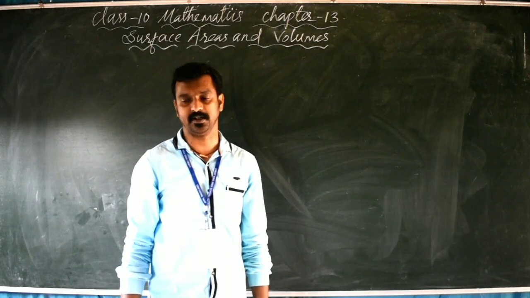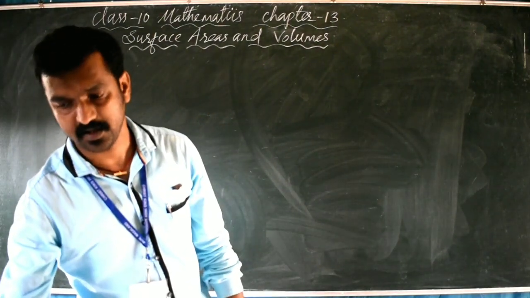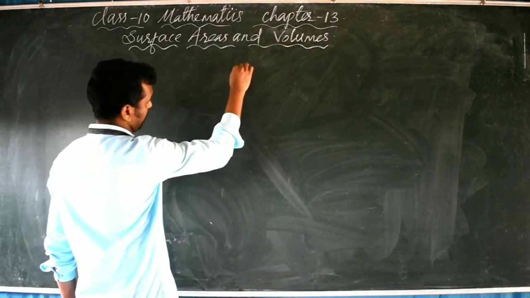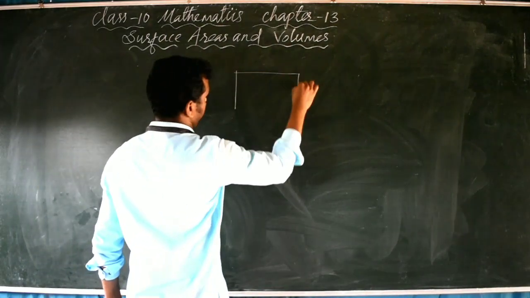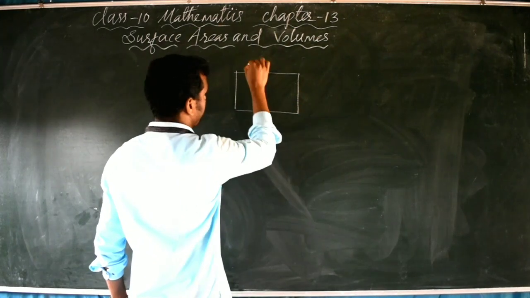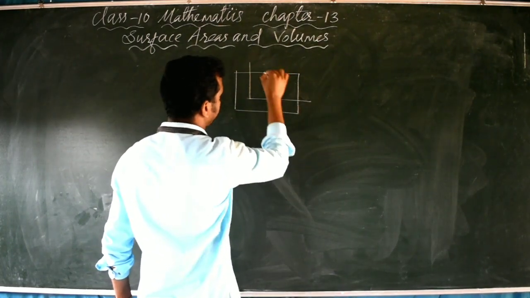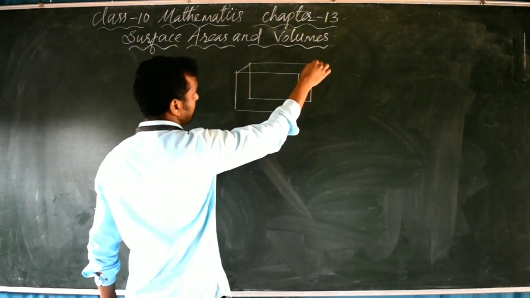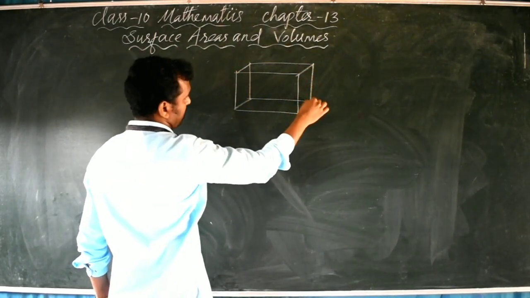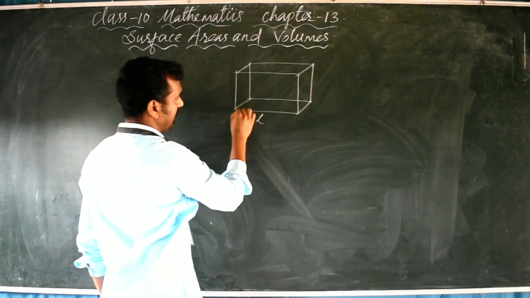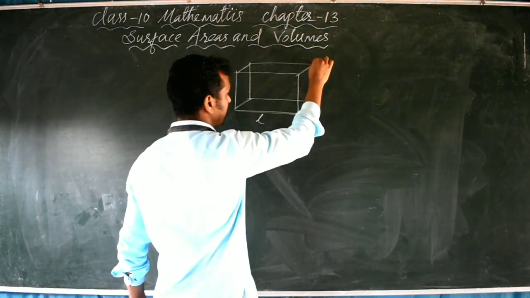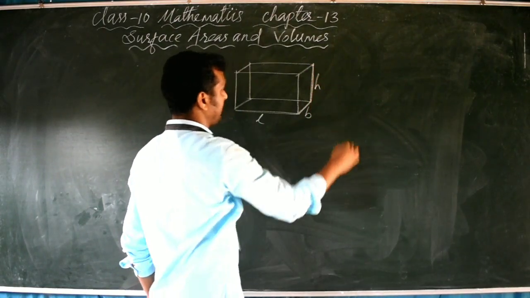What is meant by a cuboid? It is a solid figure. We used to draw the figure like that. Its length, breadth and height are different. This one is the length of the cuboid, this one is the breadth, and this is the height of the cuboid.